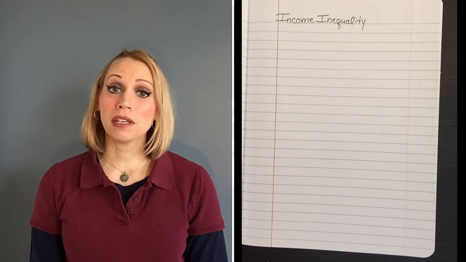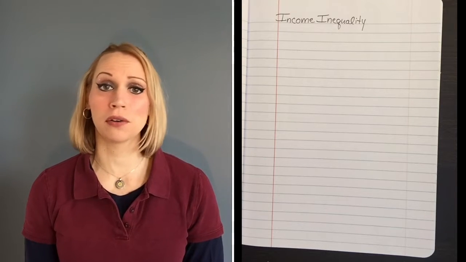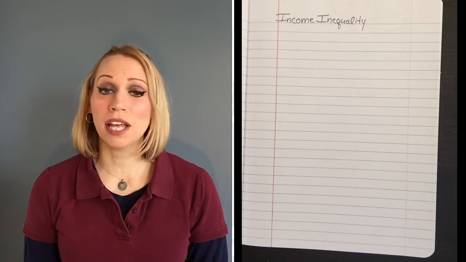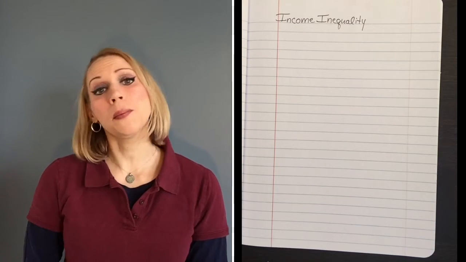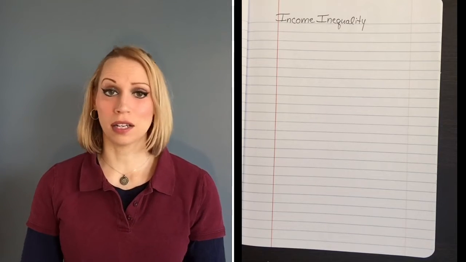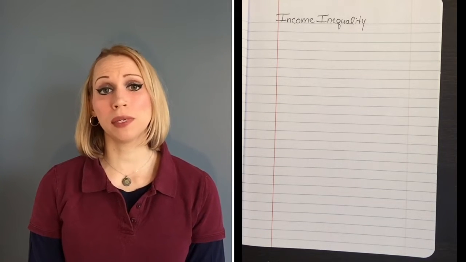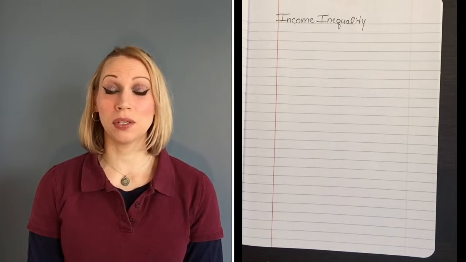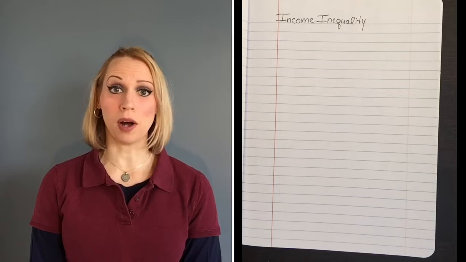It could be because of the location of where they've grown up. It could be because of past discrimination. It could be because of your level of education. So there are many different reasons why there's income inequality in our country. And so let's talk about ways we can measure that, and then different ways the government can step in and maybe try to alleviate some of that income inequality.